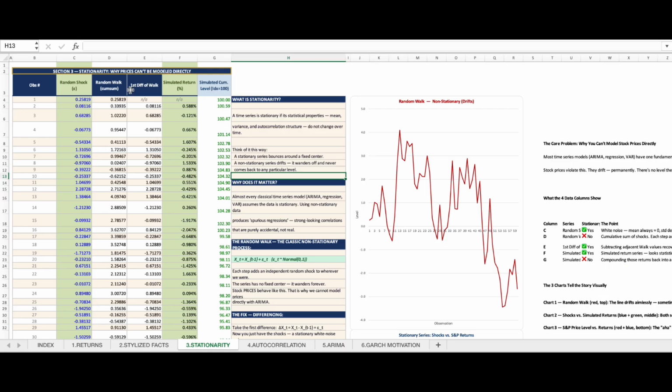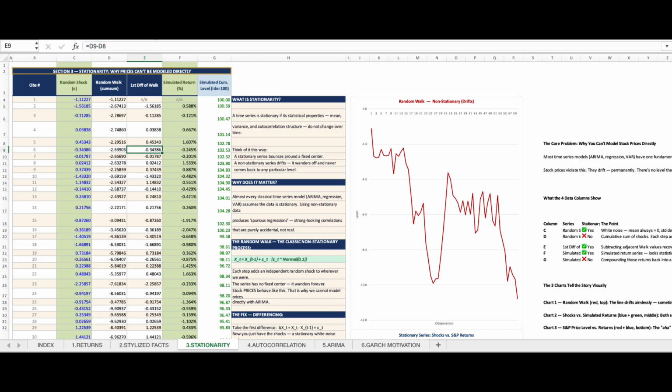Okay, so what is the fix? Now we look at column E, the first difference of the random walk. That is just today's walk value minus yesterday's walk value. That is the difference. And see what happens. The first difference is exactly the random shocks in column C. That is the stationary white noise. So by taking the first difference of a random walk, we recover a stationary series.